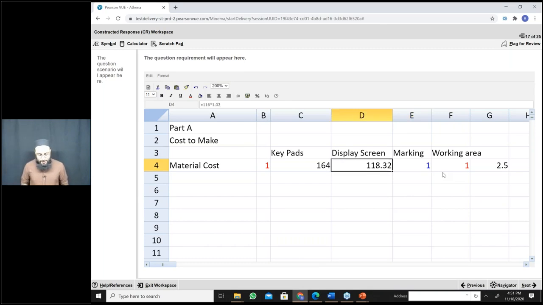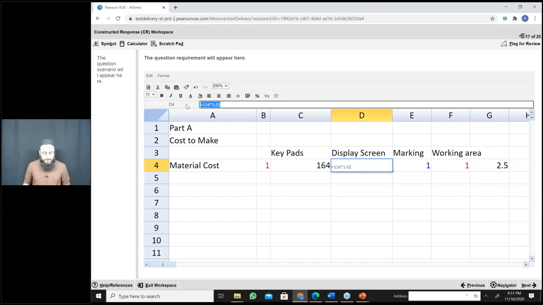What I have done is very simple. For display screen, 116 was the current cost of 80,000 units. I just increased this by 2% with immediate effect. So it's 116 into 1.02, or you can multiply by 102%. There's no formula as such. It's a common sense working.